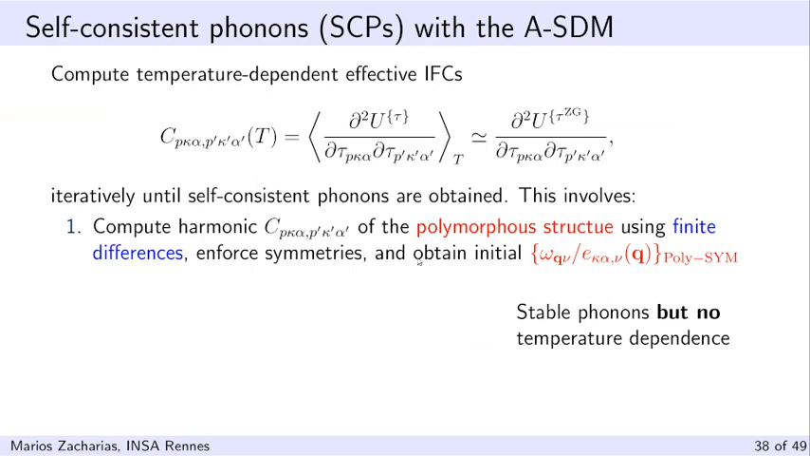So in the special displacement method, what we do is that basically we want to evaluate the temperature-dependent interatomic force constants, which are given as a thermal average of the second order derivative of the potential energy surface with respect to the atomic coordinates.